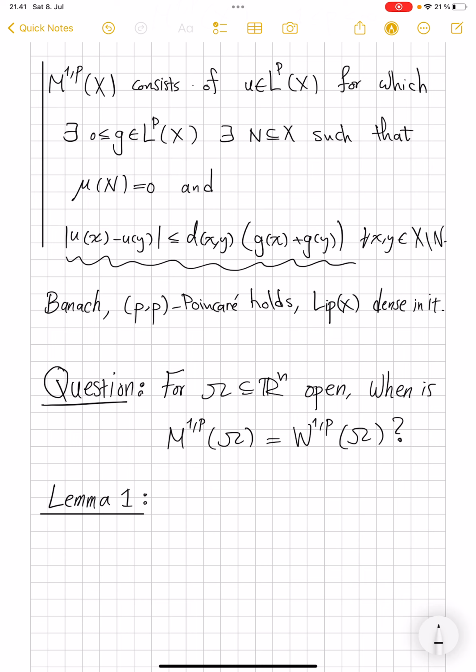So if you are in an open subset of a Euclidean space, we have now two competing notions of Sobolev functions. The one that comes from the classical theory using weak derivatives, integration by parts. And now we have M^{1,p}, where omega on its own is thought of as a metric space. The measure on it is the restriction of the Lebesgue measure, and distance is the inherited distance from the Euclidean one. So when are these two spaces equal? That will be the question that we will talk about today.